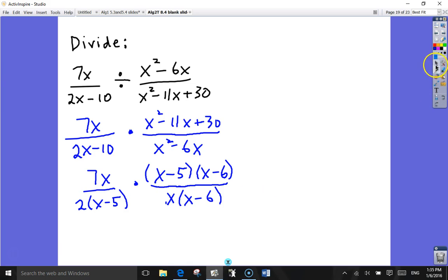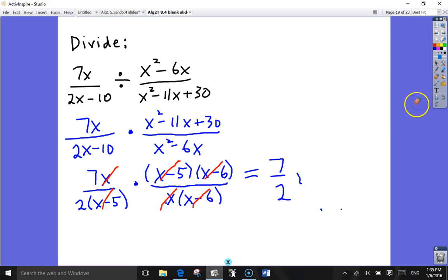Okay, cancel common factors. What do you see in common? X minus 5 cancels with x minus 5. The x's cancel. Anything else? I think that's about everything, isn't it? So this whole thing boils down to 7 halves.